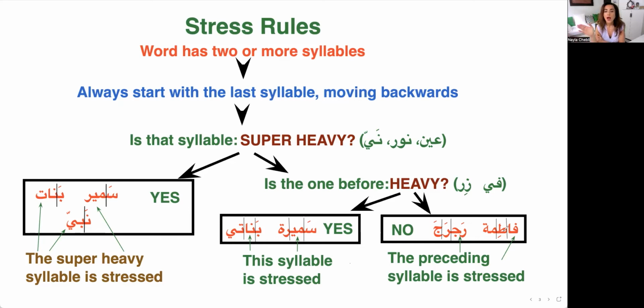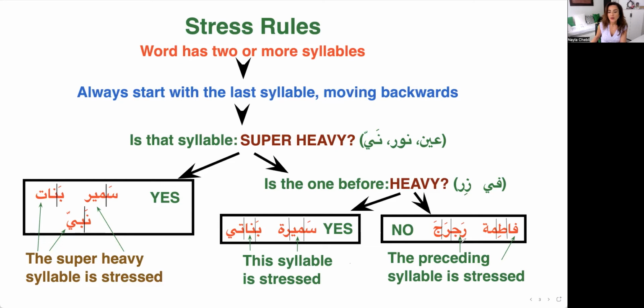So here, how I stress the first syllable. Fatima. Fatima. You hear it? Let's take another example. The word raja. The last syllable is not super heavy. The one before it is not heavy. So the stress lies on the syllable preceding it, which is also here the first syllable. Most words in Arabic will not have more than 3 syllables. There are some, but mostly not.